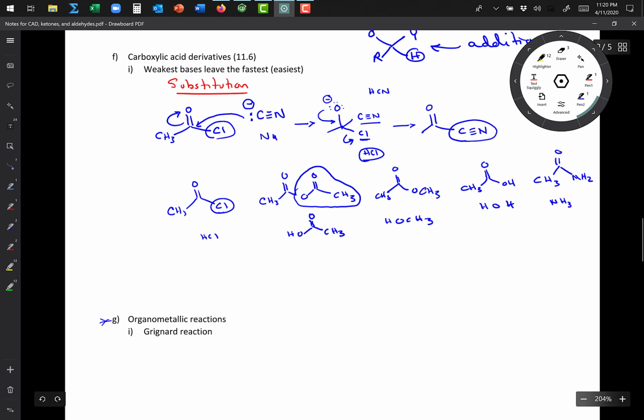And I listed these in order of reactivity, and the reactivity goes entirely with the strength of the acid. So HCl's pKa is less than 0. So it's a very strong acid. Acetic acid, carboxylic acids in general, their pKa's are around 5. And then it turns out that alcohols, pKa's are around 15. And then for water, its pKa is also around 15.